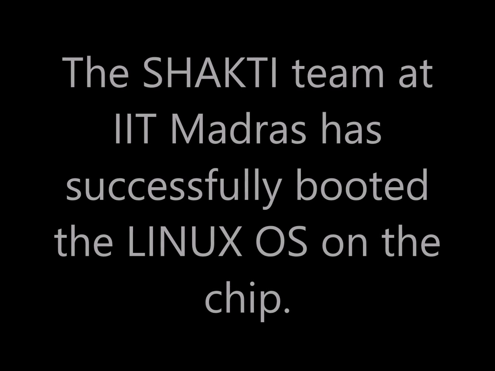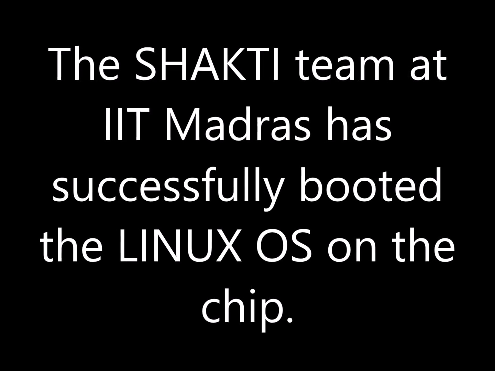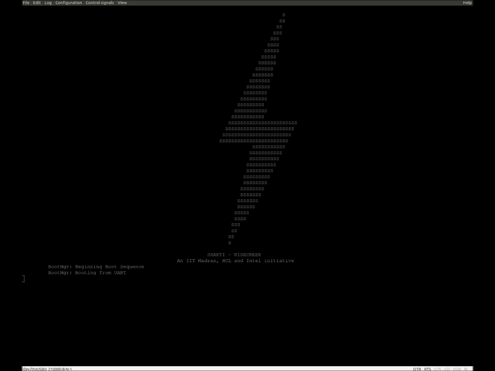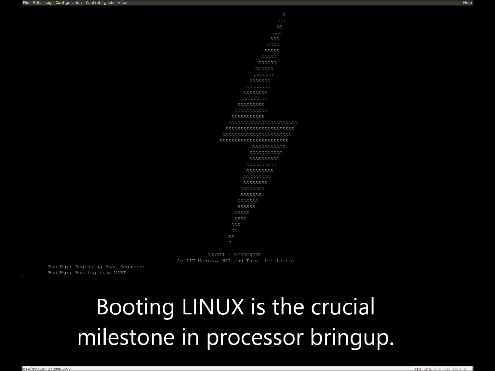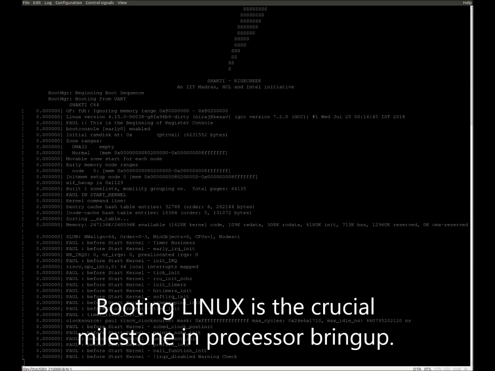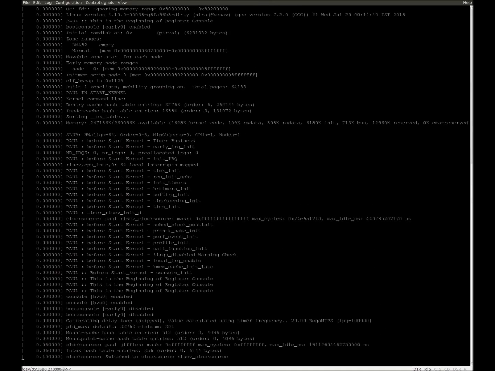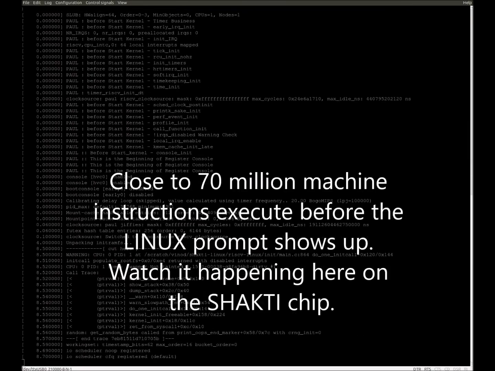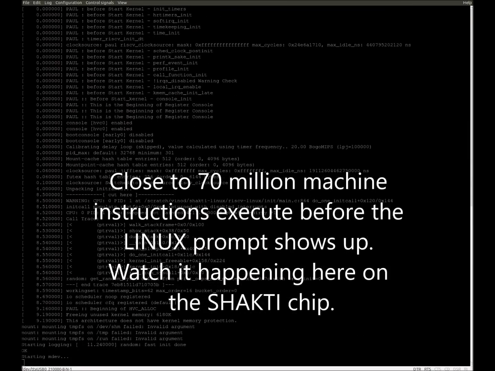The SHAKTI team at IIT Madras has successfully booted the Linux operating system on the chip. Some moments of SHAKTI Linux boot up. Booting Linux is the crucial milestone in processor bring up. Close to 70 million machine instructions execute before the Linux prompt shows up.